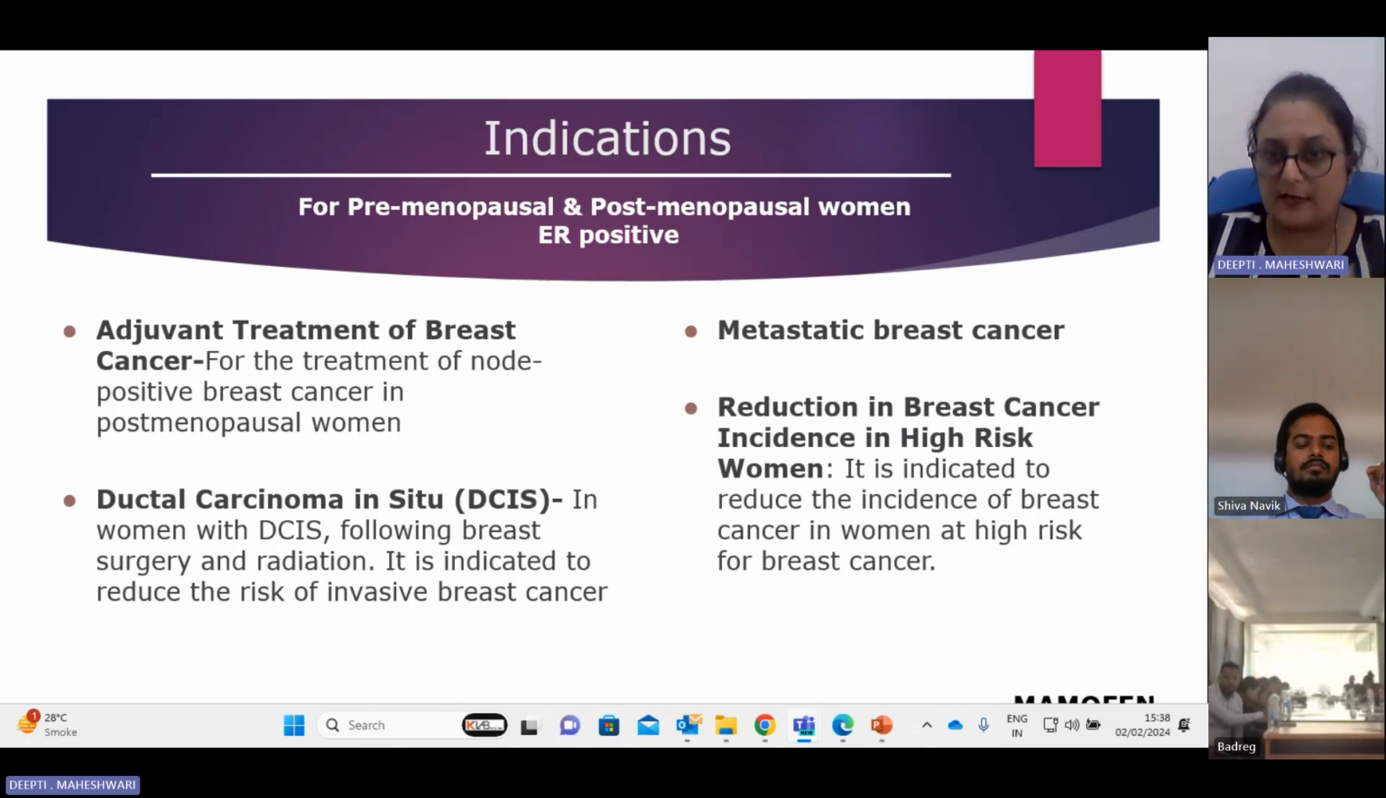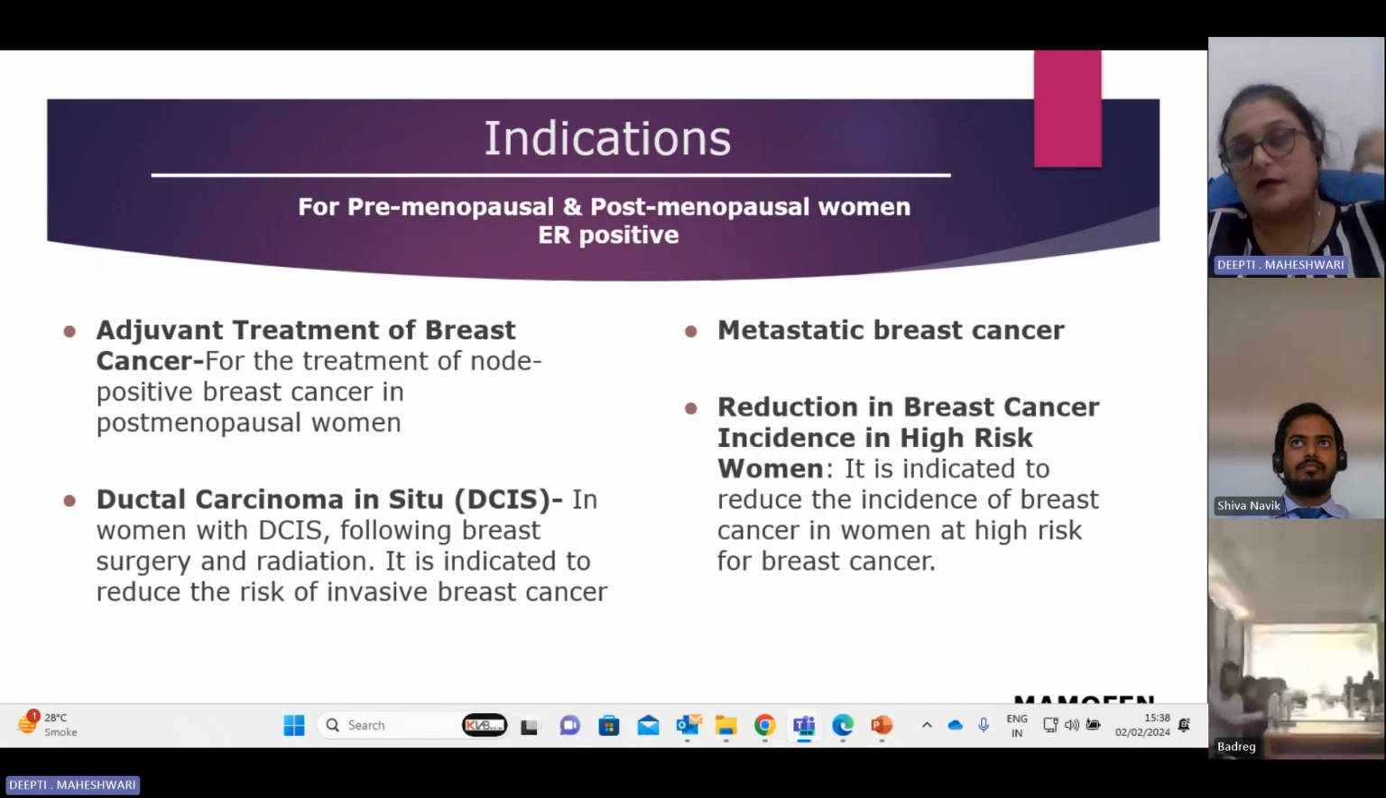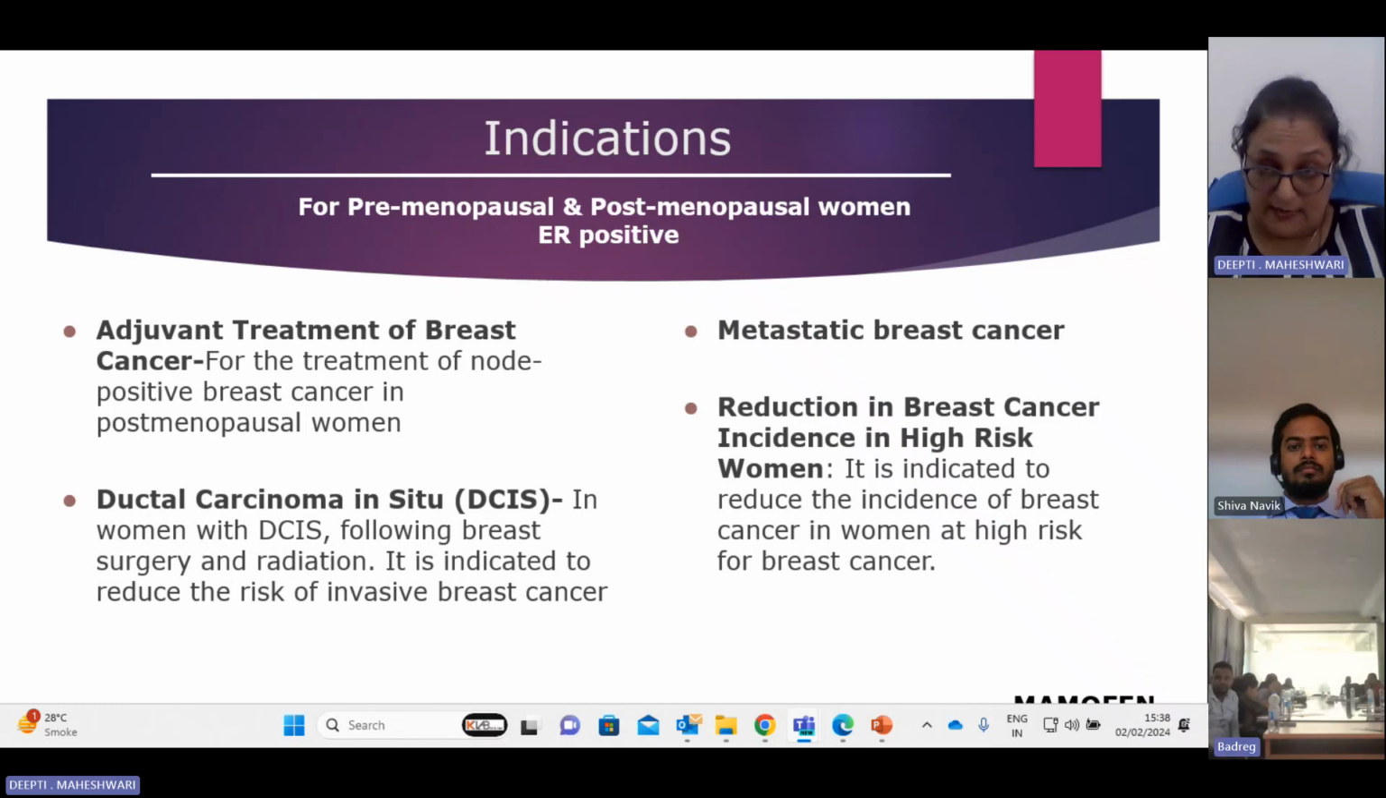It can also be given in metastatic breast cancer. What do you mean by metastatic? That means the disease has spread to the other organs. It started in the breast, but it is spreading to the lung, or it is spreading to the brain. It can be anywhere. So in metastatic breast cancer, also, tamoxifen can be used. And one more important indication is that it is given for reduction in breast cancer incidence in high risk women. Okay, these are women who have not got any cancer, but the chances that they can get breast cancer are very high. Who are such women?